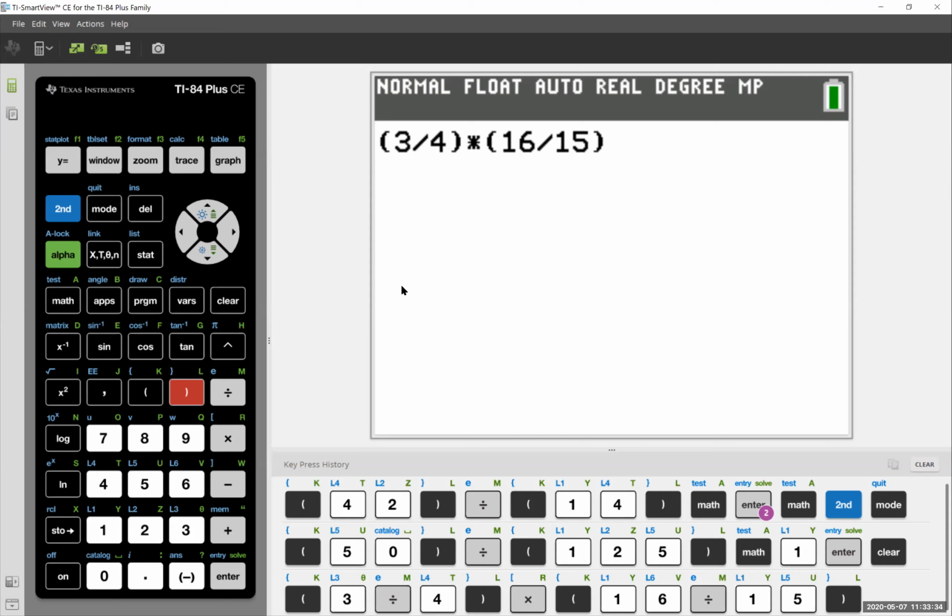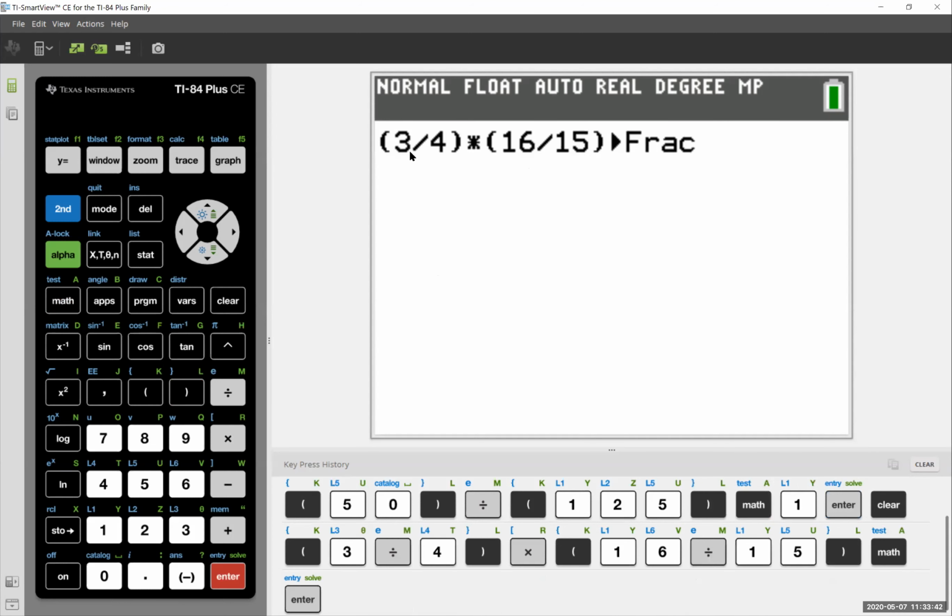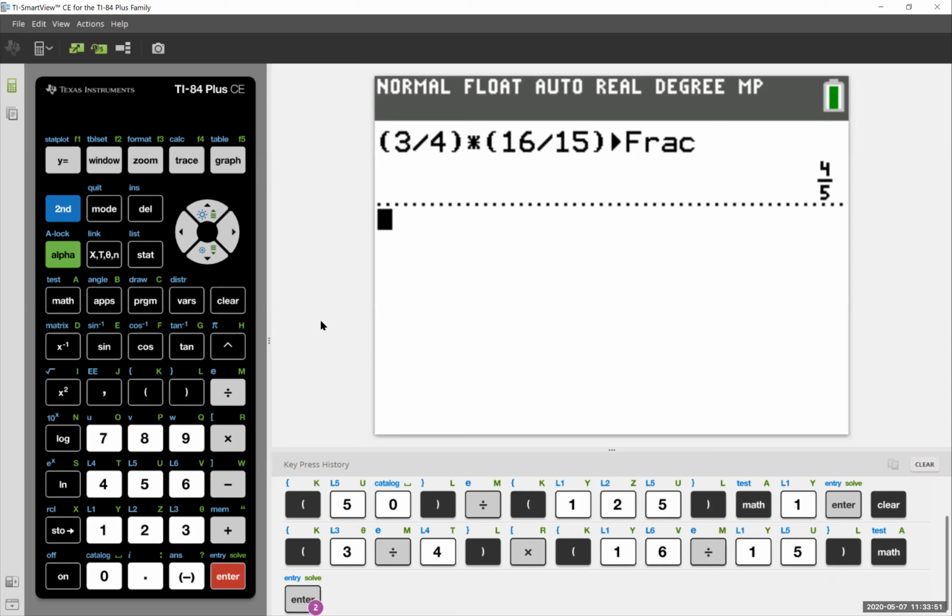And before we hit enter, let's go over to the left-hand side and hit math, and then our frac option. So I want 3/4 times 16/15, and I want that answer as a fraction. Hit enter again, 4/5, which is really nice.